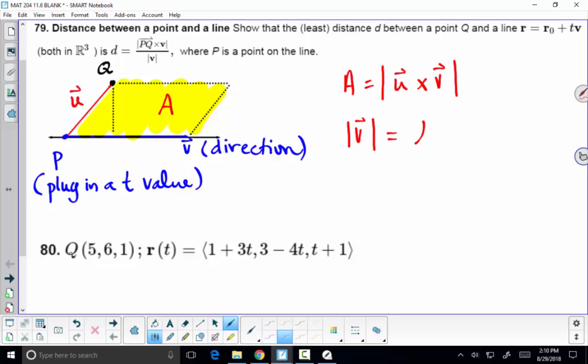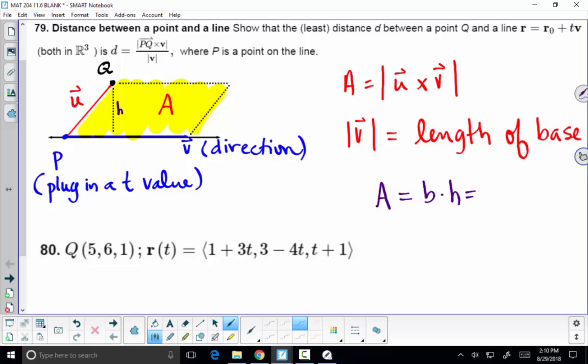And isn't the magnitude of V the length of the base of the parallelogram? V is defining that base. If we take the magnitude of V, we get the length of the base. And we have a formula for the area of the parallelogram. Let's call this the height. We know that the area of a parallelogram is base times height.